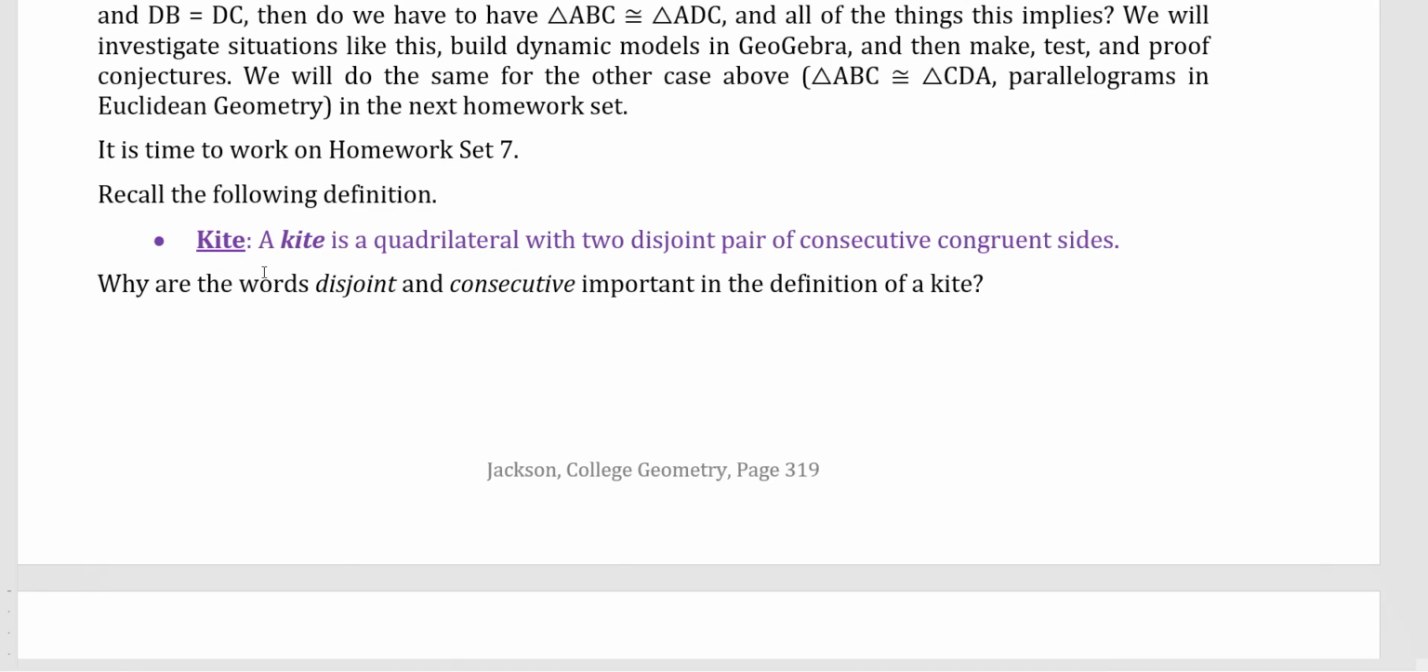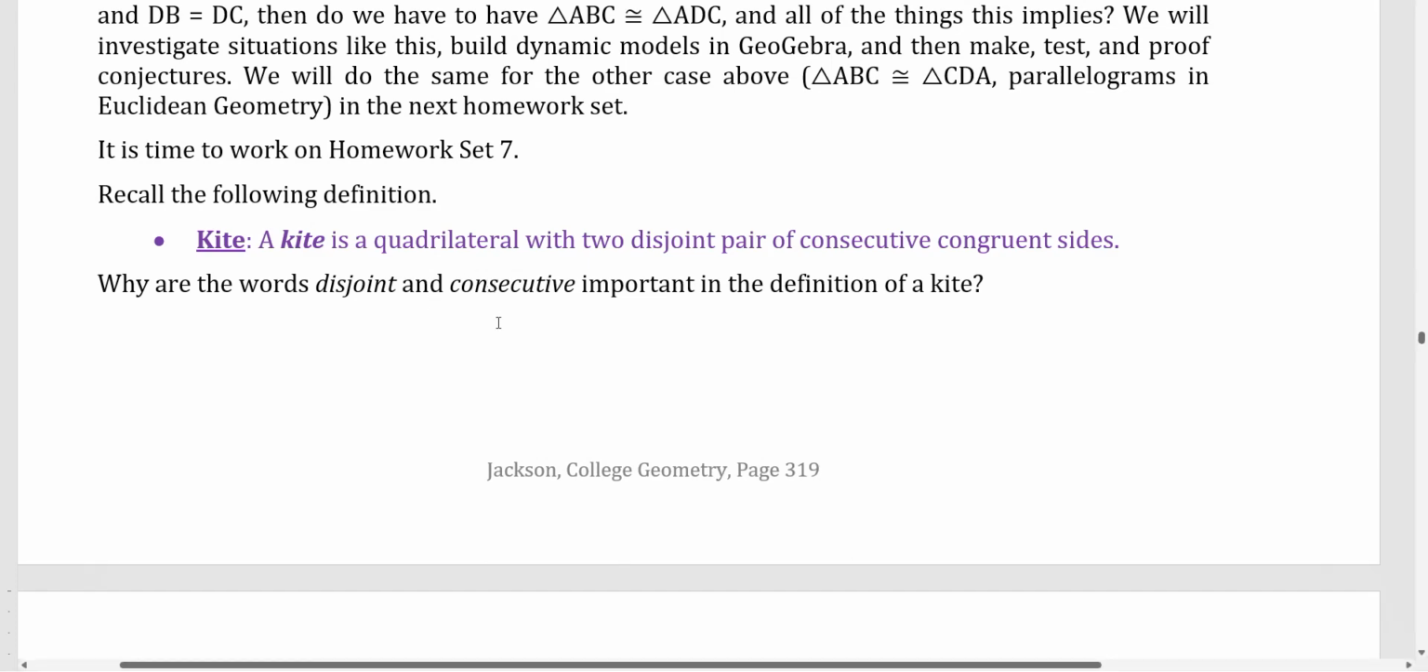So the first thing I want to see is if you understand why the words disjoint and consecutive are important in the definition of a kite. What kinds of things would removing the word consecutive allow? And what kinds of shapes would removing the word disjoint allow? You can pause the video and think about that a minute.